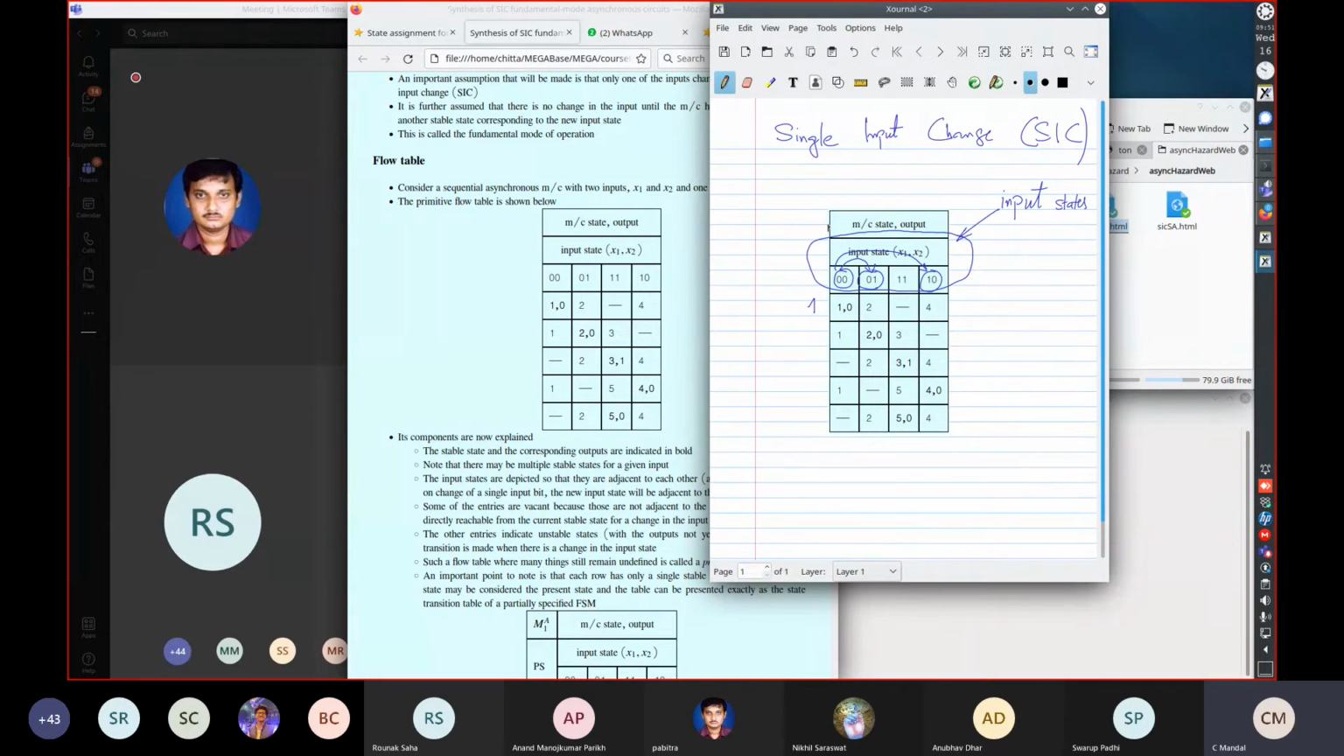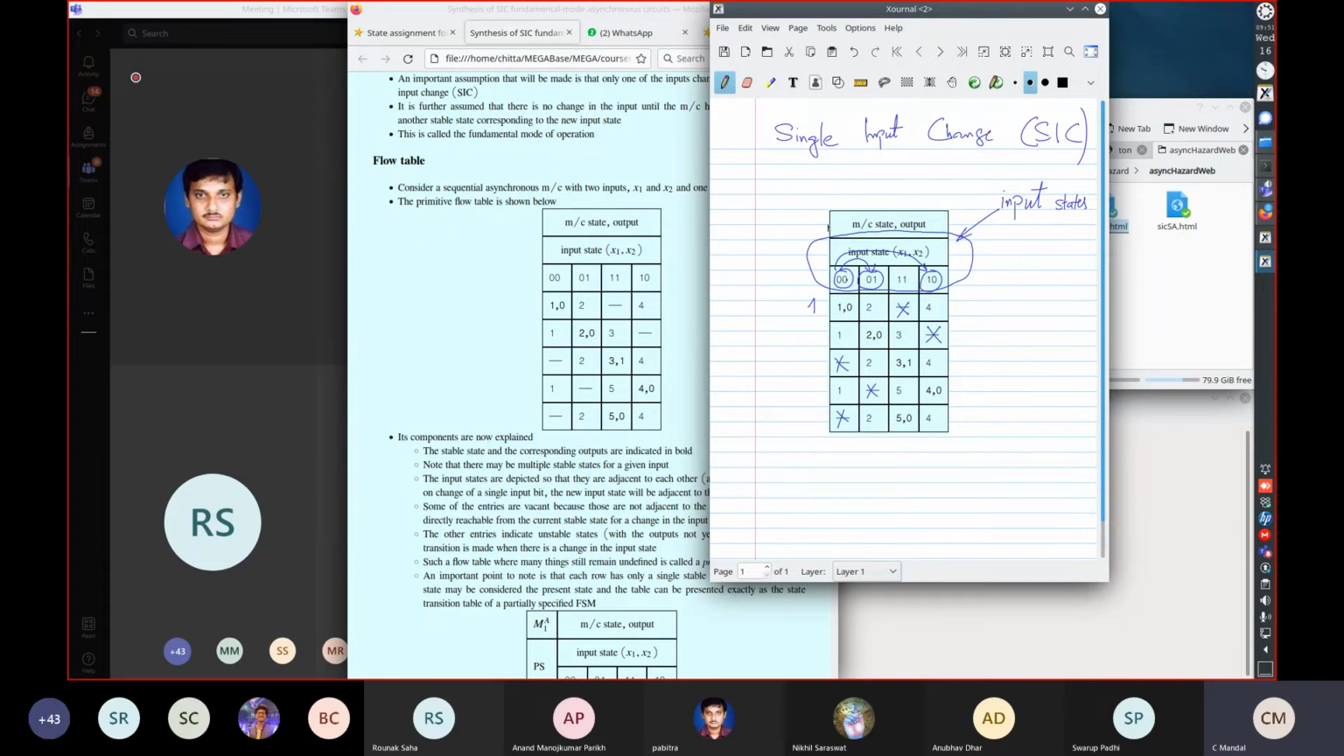So you probably have noticed the Karnaugh map-like designation of the input states, so that the adjacent states are placed adjacent here. So from here, this is not permitted because you are having multiple input changes. So these are all not permitted. You can have only a single input change. So here what it is saying is that if it is 0, 0, you stay in state 0, 0, and the stable output is 0.